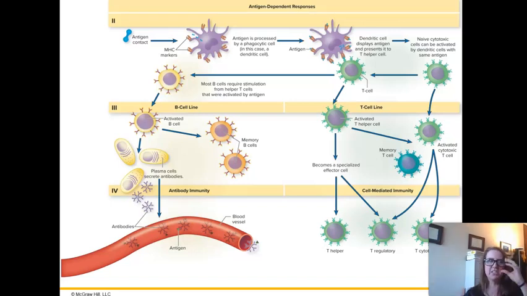So essentially we know that the immune system is going to use a variety of cells, but in the end, this third line of defense is helping our immune system by making antibodies that will directly attack the antigen.